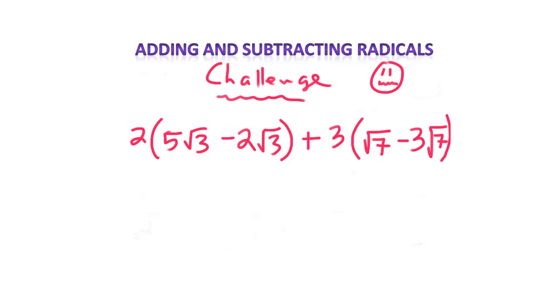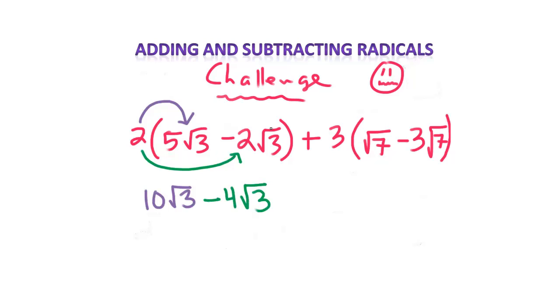Okay, so now we have to apply the distributive property. There's 2 here, so we have to take that 2 and multiply it with this 5 radical 3. So we're going to take the 2, multiply it with the 5, we're going to get 10 radical 3. Okay, and then we're going to do the same thing here with that 2. I'm going to take that 2 and multiply it with the negative 2 radical 3. So 2 times negative 2 gives you negative 4 radical 3.